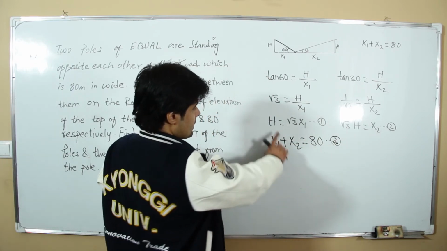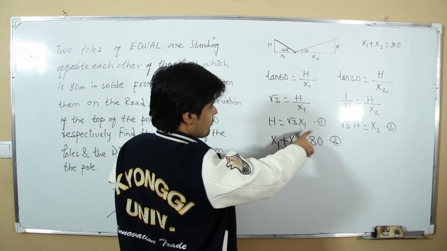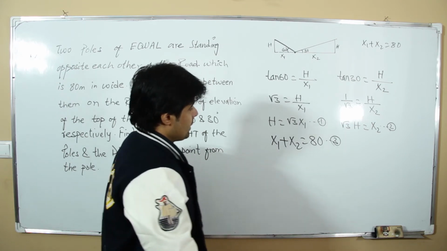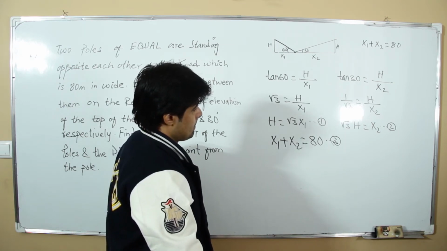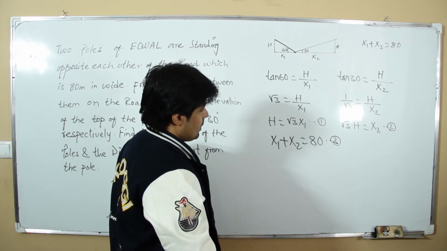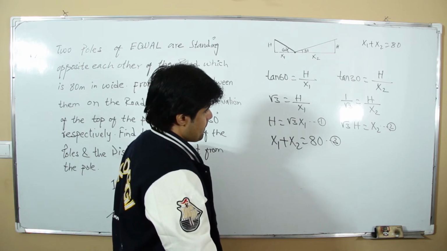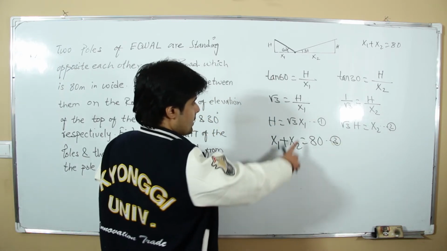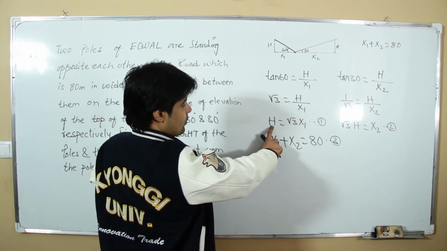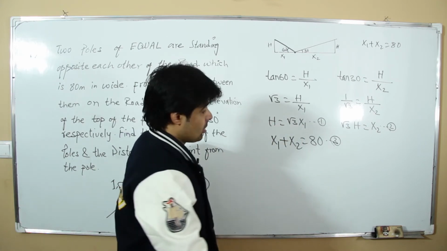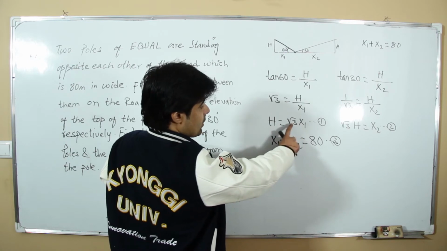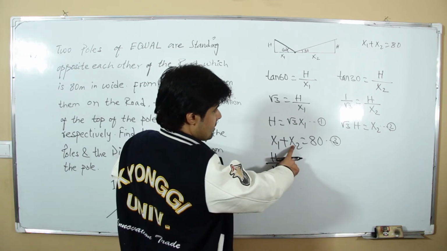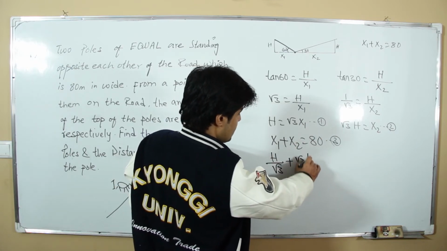Now you have three variables, h, x1 and x2, and you have three equations. I think it's very simple. Okay, what do you think? Instead of x2, if I put root 3 h, and instead of x1, we can put h divided by root 3. Am I right or not? Listen here. Instead of x1, h divided by root 3, plus instead of x2, root 3 h, is 80.